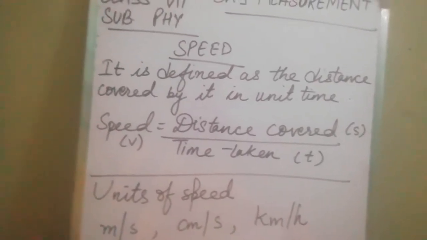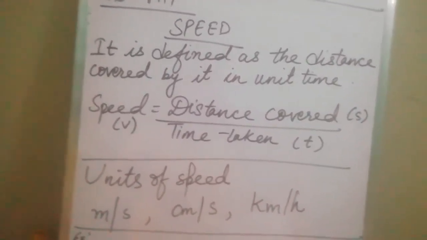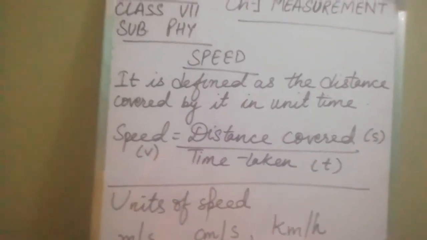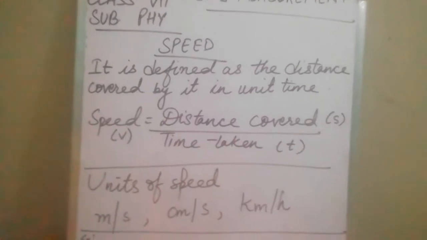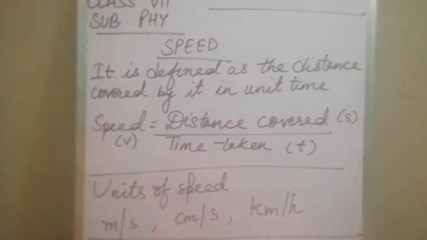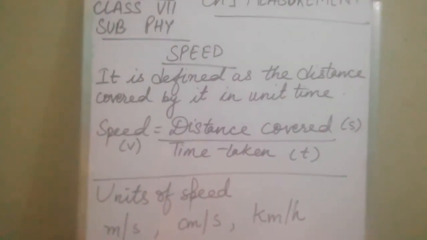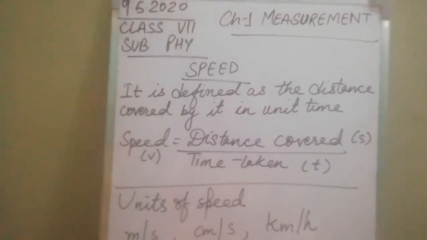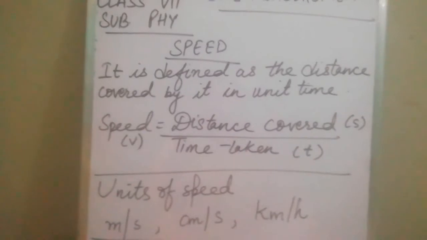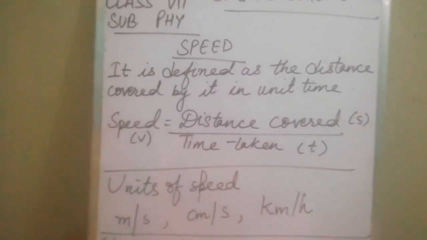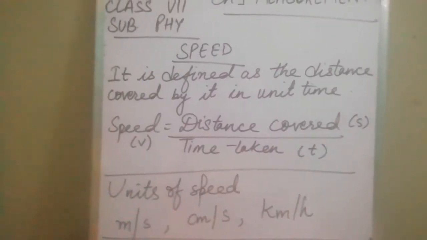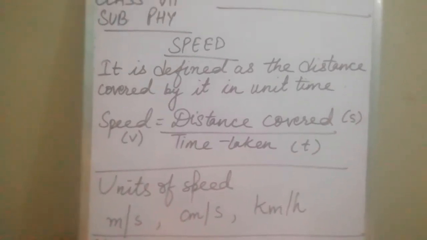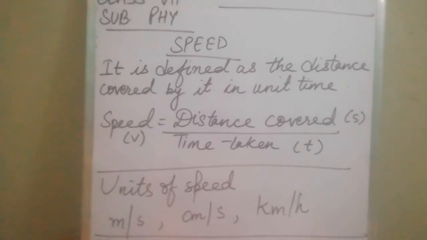Now, to know exactly how fast or how slow a body or a person is moving, we define a physical quantity known as speed. What is speed? Speed is a physical quantity which tells how fast or how slow a given body or person is moving. How can we define speed? Speed is defined as the distance covered by a body or an object in unit time.